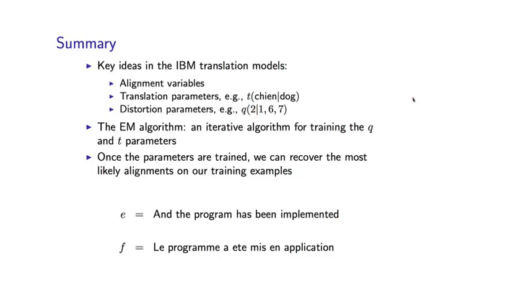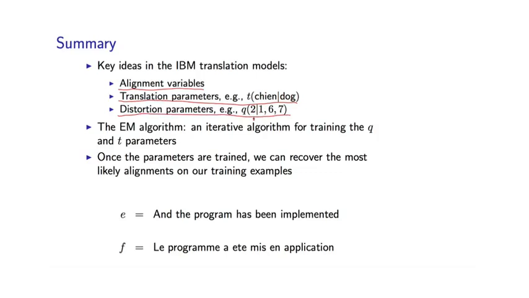So finally, to summarize, some key ideas we saw in the IBM translation models. Really, the single key idea was to introduce these alignment variables, specifying how words in one language are aligned to words in another language. And secondly, to make use of translation parameters. For example, the probability that dog is translated to the word chien. And also distortion parameters. For example, the probability that position 1 in French is aligned to position 2 in English.